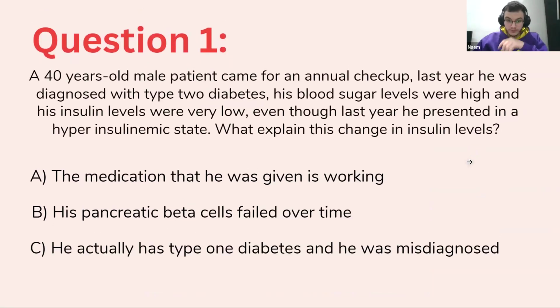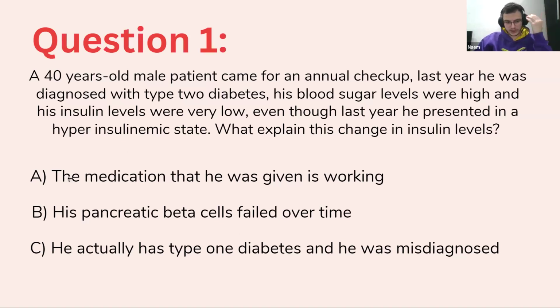A 40 years old male patient came for an annual checkup. Okay, so he comes every year. Last year, he was diagnosed with type 2 diabetes. So we already know this guy has type 2 diabetes. His blood sugar levels were high and his insulin levels were very low. So he has high blood sugar and low insulin, even though last year he presented in a hyperinsulinic state. So last year he had a very high level of insulin. This year, he has low levels of insulin.